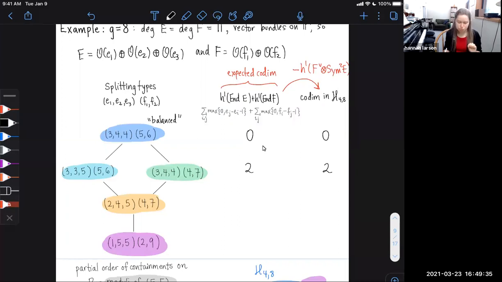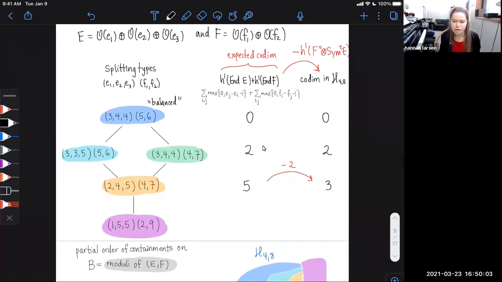But when I get to the third row here, both E and F are now unbalanced. And when we add up the expected codimension, we get 5. But there is a correction term here of -2. So the actual codimension in the Hurwitz space is 3.